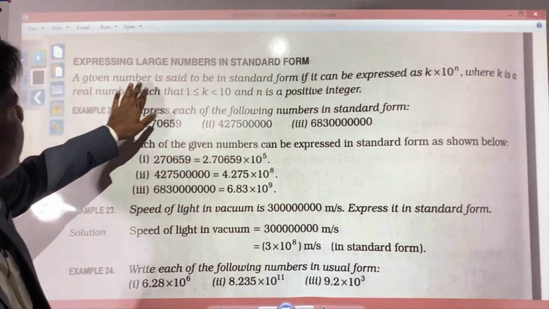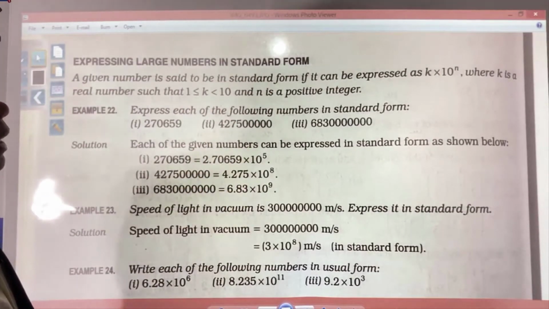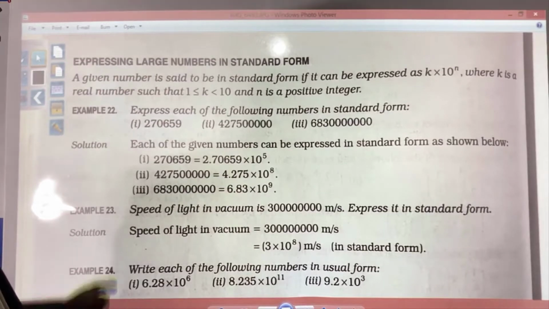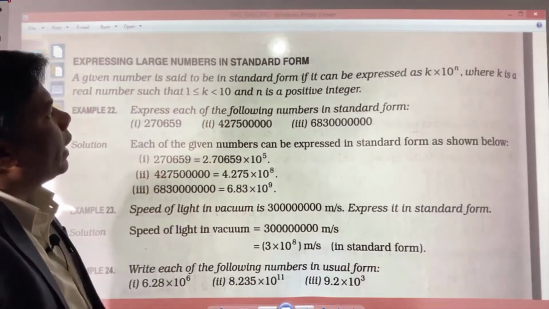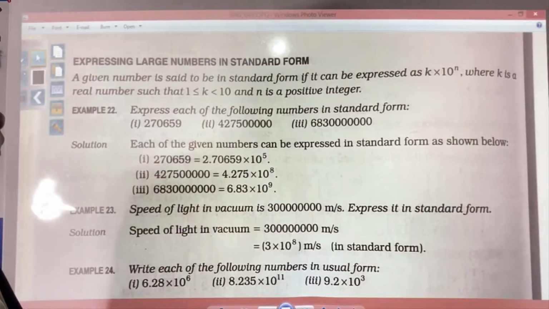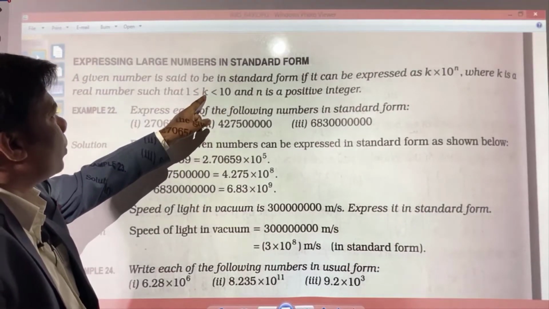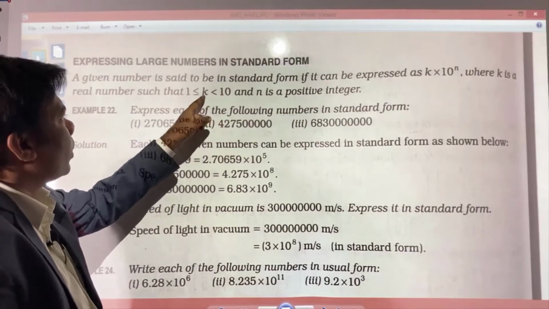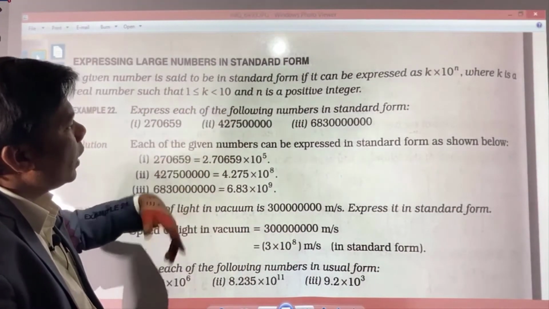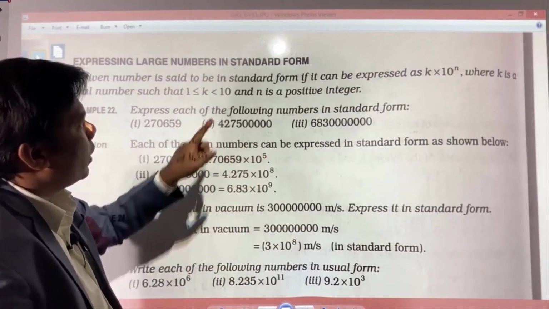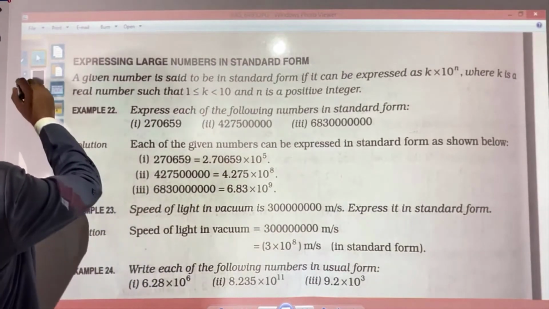Here you see, a given number is said to be in standard form if it can be expressed as k into 10 to the power n, where k is a real number such that k is between 1 and 10, and n is a positive integer. Why has it been written that k should be between 1 and 10? Because it cannot be 0, and if it were more than 10, that can be converted into exponents. That's why 10 has been written. So you see, how easy it is to solve.